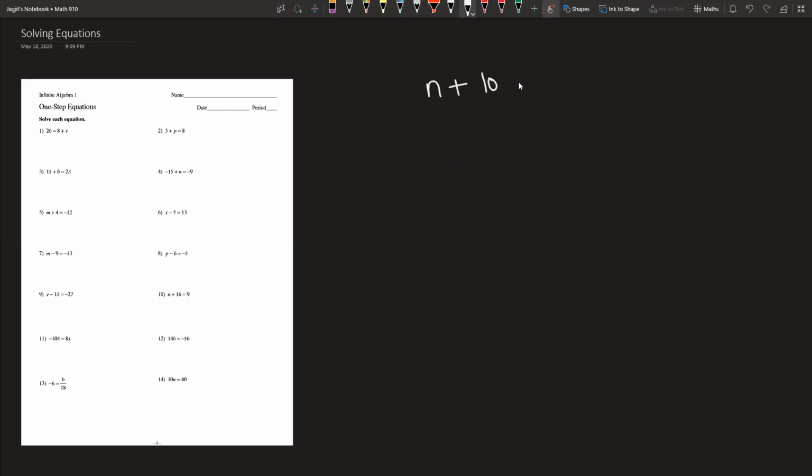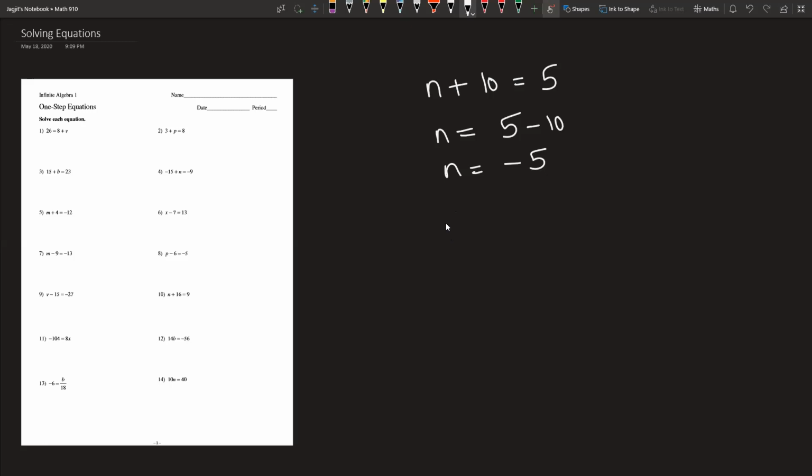N plus 10 is equal to 5. So what's my n going to be? Well, this is plus 10. When it goes to the other side, it's going to become minus 10. Guys, what's 5 minus 10? Minus 5.